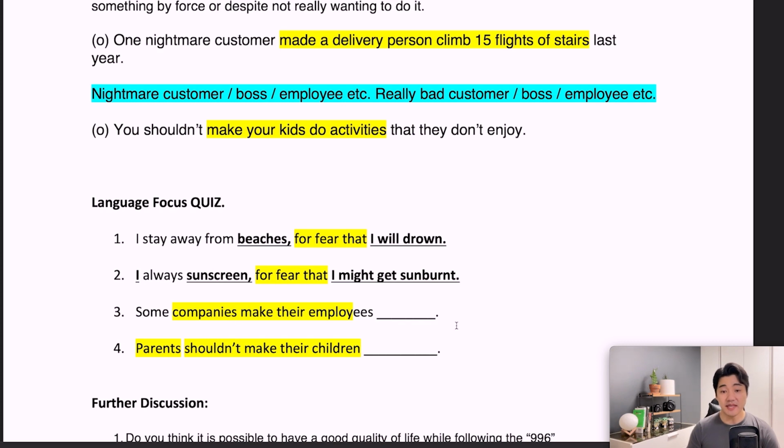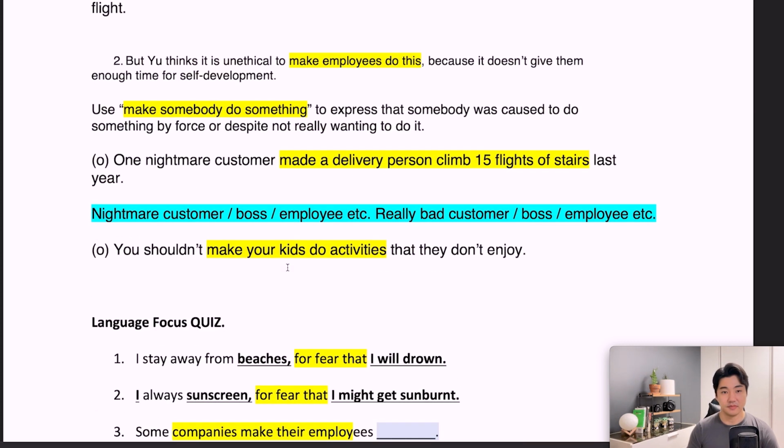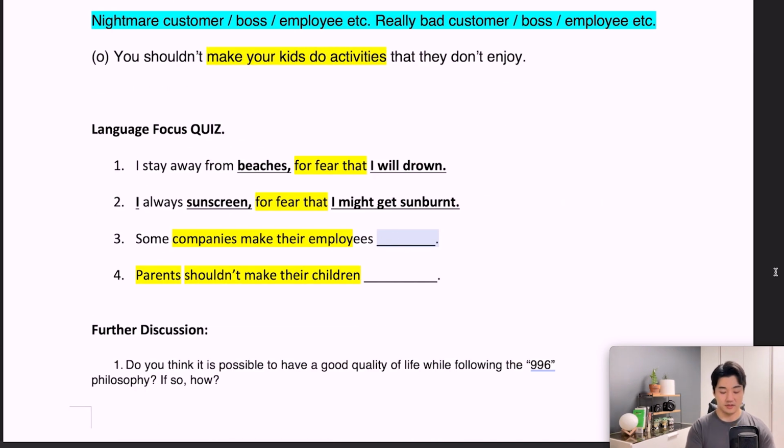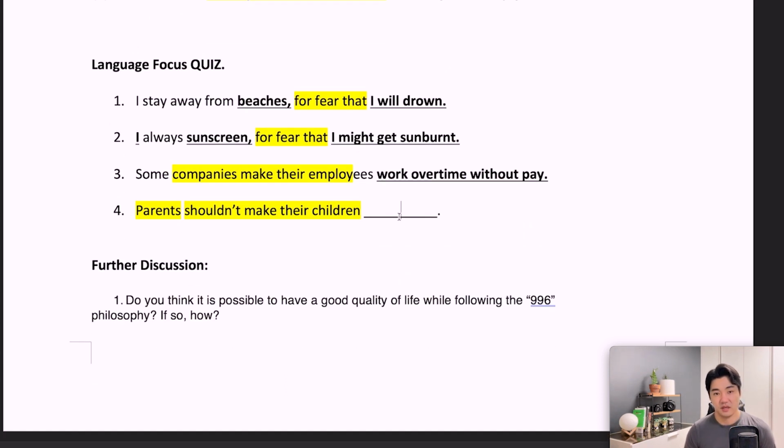Number 3. Some companies make their employees... make somebody do something. Remember, "누군가에게 원치 않는 걸 하려고 강요하다." Let's say work overtime without pay. "일부 회사들은 직원들에게 무급 초과 근무를 시키기도 합니다." Which I think should be illegal. I think it is illegal, but some companies are terrible.